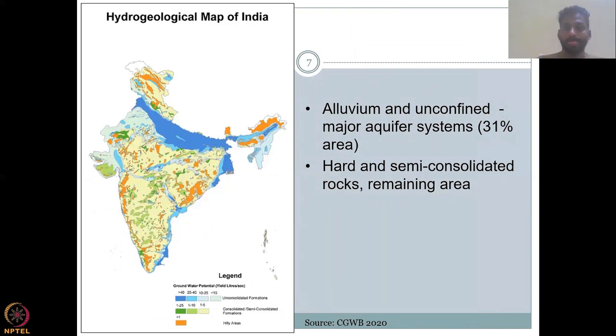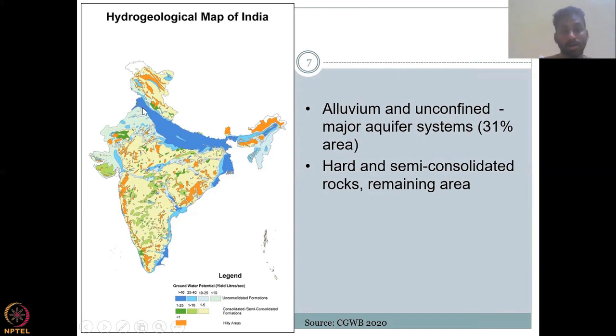Moving on, let's take a look at the groundwater potential and yield that happens in these different aquifers. The aquifers are mapped again as per how much groundwater you can extract per second, and it is given as yield in liters per second. Okay, so you have the alluvial and unconfined, one of the major aquifer systems, with 31% of the area. You have dark blue and light blue, which are covering them.